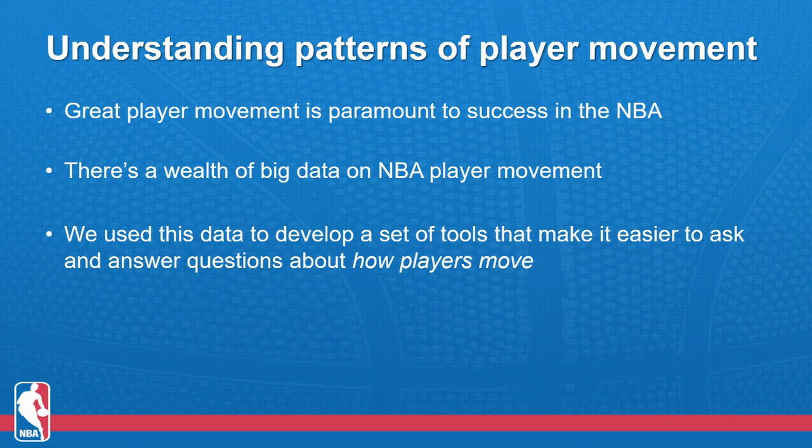We started with the premise that great player movement is paramount to success in the NBA and broke this down into the following 3 steps. Better patterns of movement on offense lead to higher quality shots. Consistently taking higher quality shots leads to a better overall offensive strategy, and a consistently better offensive strategy over the course of many games or over the course of a season leads to more wins.